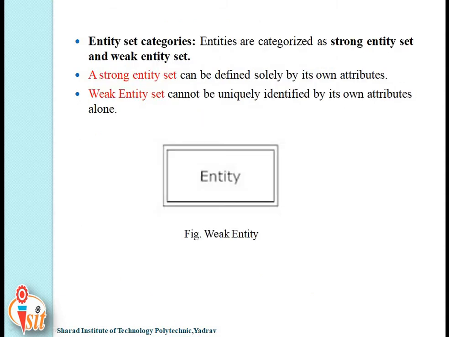As I told you earlier, an entity is represented by means of a rectangle. It is known as a strong entity. A strong entity is represented by means of a rectangle, but a weak entity is represented by means of a double rectangle. You can define it this way: a strong entity set can be defined solely by its own attributes, and a weak entity set cannot be uniquely identified by its own attributes alone. This is about the strong and weak entity set.